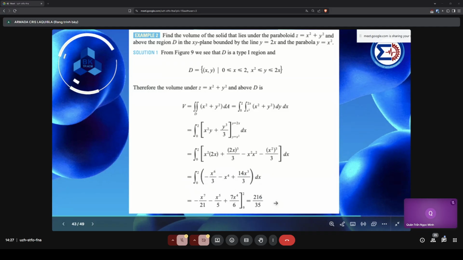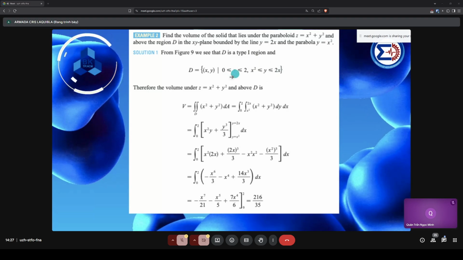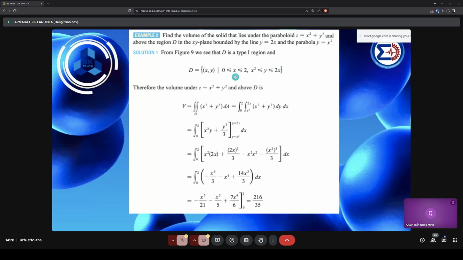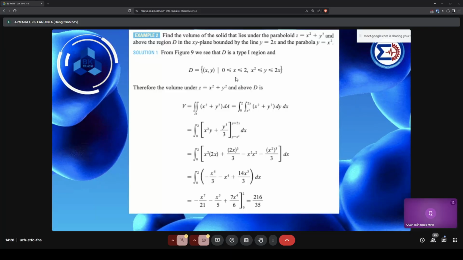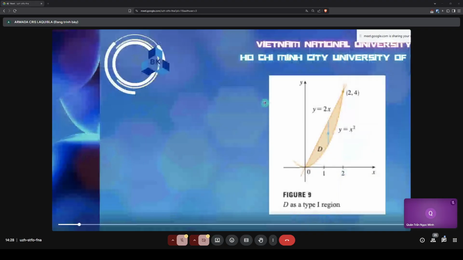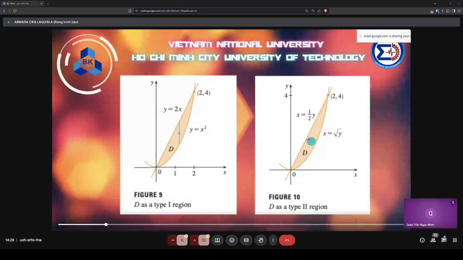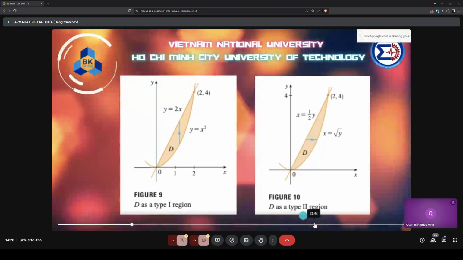Okay, next. Again, this is for the type 1 region. Your D is a type 1 region because your x is an element in the interval, and then your y is between the two functions. Next. Okay. Now, if you wanted to solve it as type 2, it's okay.